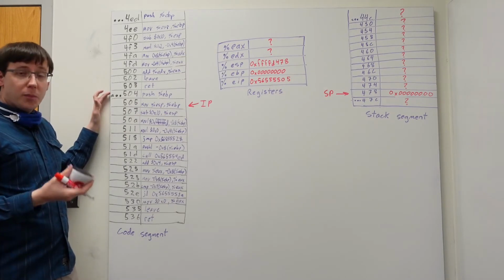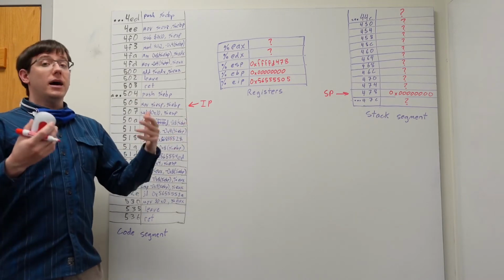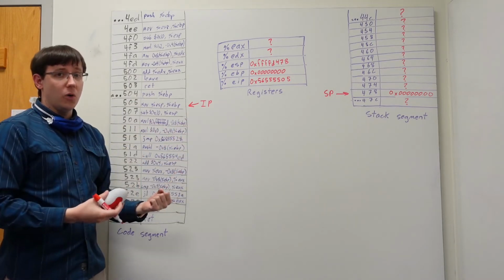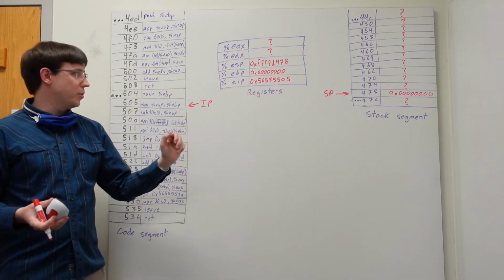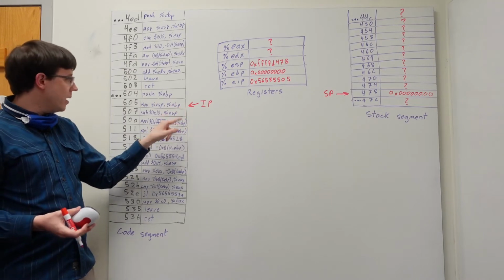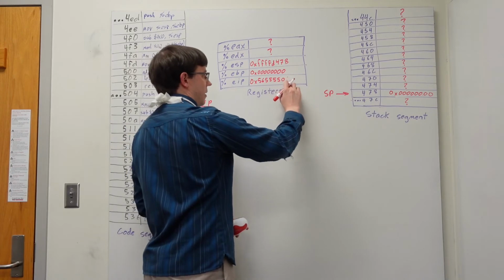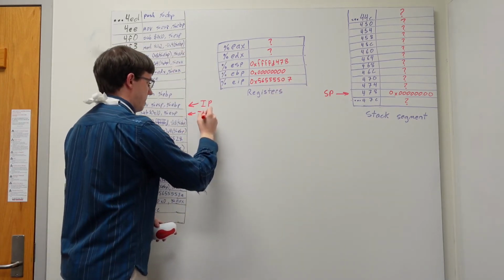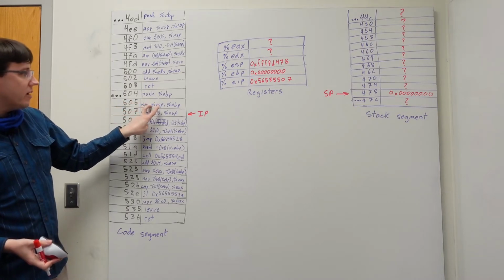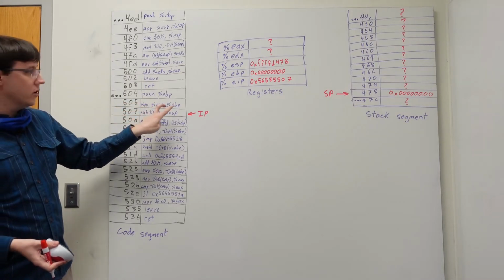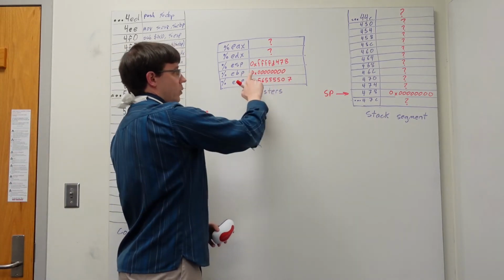Now that we've completed the push instruction, we are next performing this move operation. Again, the first thing that happens is always that we fetch that instruction from memory and update the instruction pointer. So the instruction pointer will be updated to point to the next instruction, which is 507. And now we are actually performing this move. So this is copying a value from the stack pointer register to the base pointer register. So we are copying this value into the base pointer.